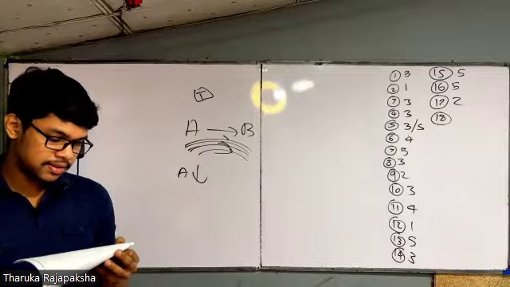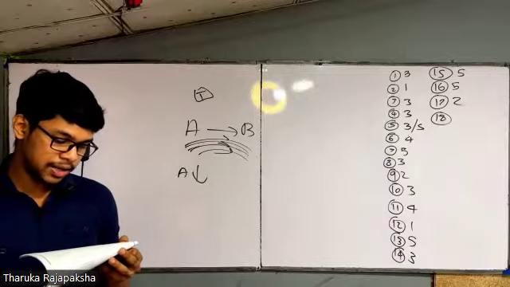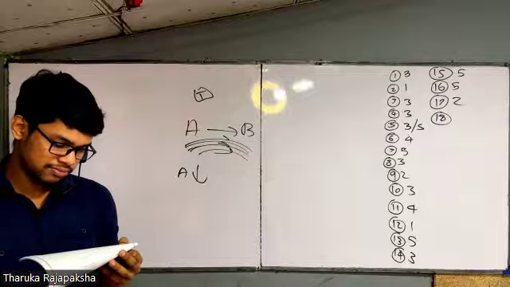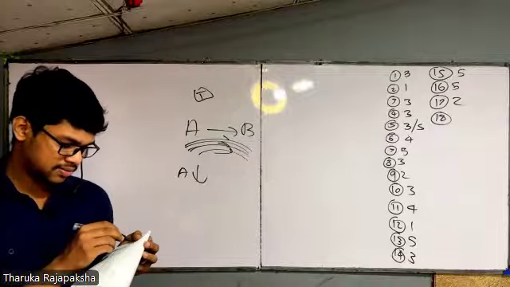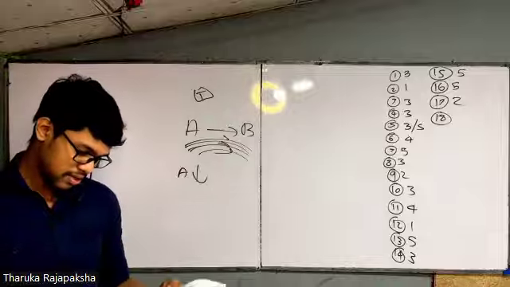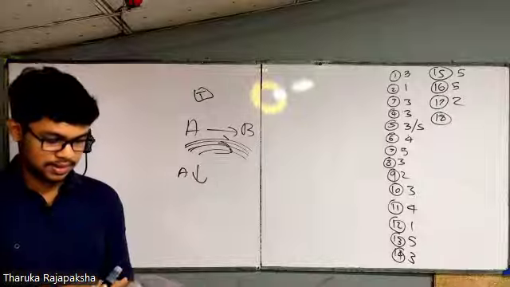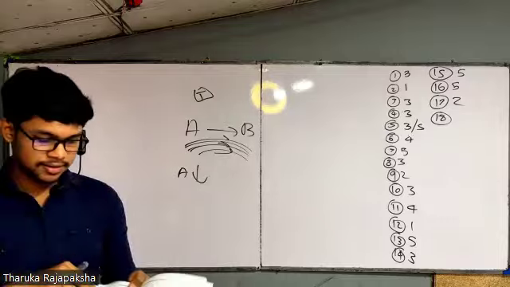18th one. Consider the following equilibrium at 100. Cut the 18th one. It's Kp, Kc. Le Chatelier's principle.